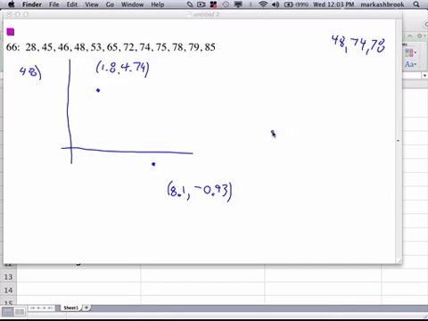Okay, so here's the setup for number 48. They say these points are on a line. So if these points are on a line, what about the relationship between x and y? Yes, of course it's linear, but better than that. x and y are proportional, is that true? Are x and y proportional?